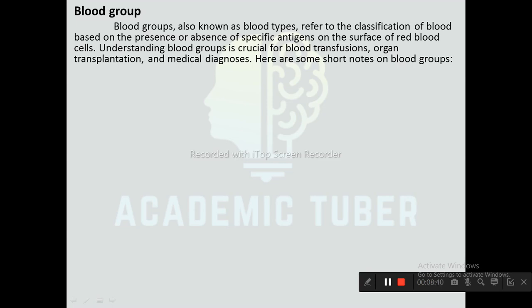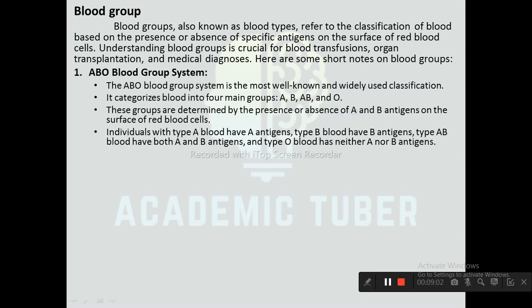Next one is blood group. Blood group, also known as blood types, refers to the classification of blood based on the presence or absence of specific antigens on the surface of red blood cells. Understanding blood groups is crucial for blood transfusion, organ transplantation, and medical diagnosis. Here are some short notes on the blood groups.